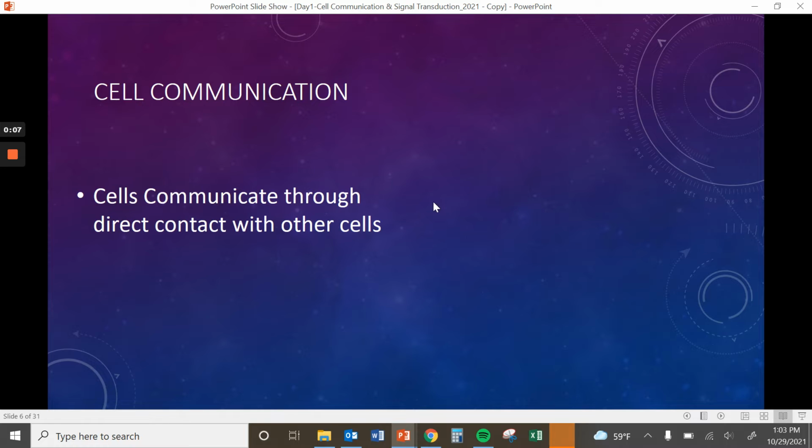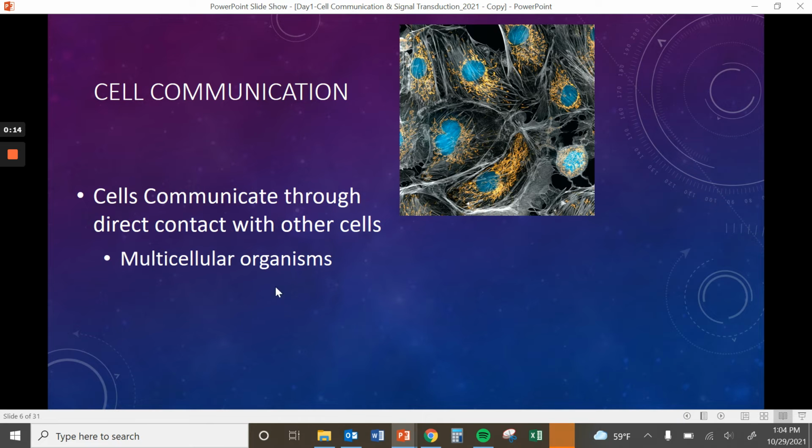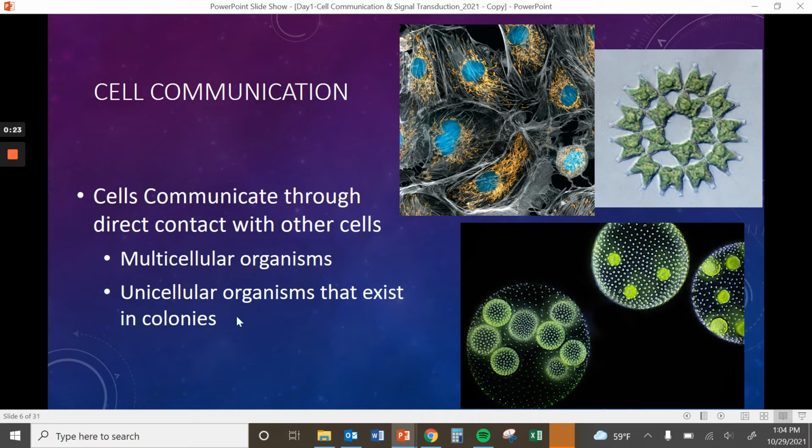So cell communication, this is how our cells are going to communicate with other cells, and they do this through direct contact with the cells, okay? This happens in multicellular organisms, so we can send signals and messages to other cells in our tissues and then in our organs. It also happens in unicellular organisms that exist in colonies. So here we have a colony, and each of these little green dots is actually a different organism, and they are able to communicate as a colony to coordinate their movements.